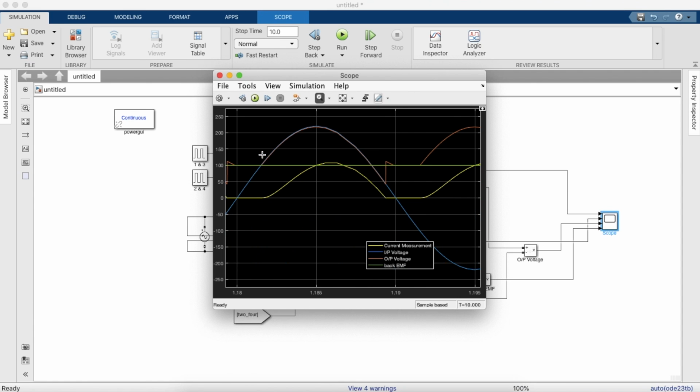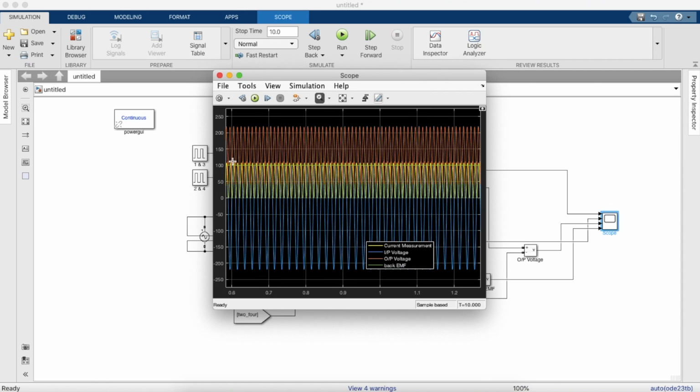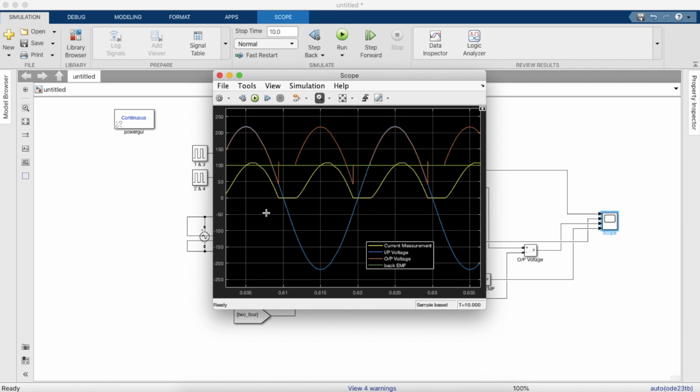So these are the realized output waveforms, and if you do want to make it into continuous mode, you could try toggling with the inductance values, and you would probably see a change in the current output. It wouldn't be touching the 0 ampere line. It would be higher at all times.